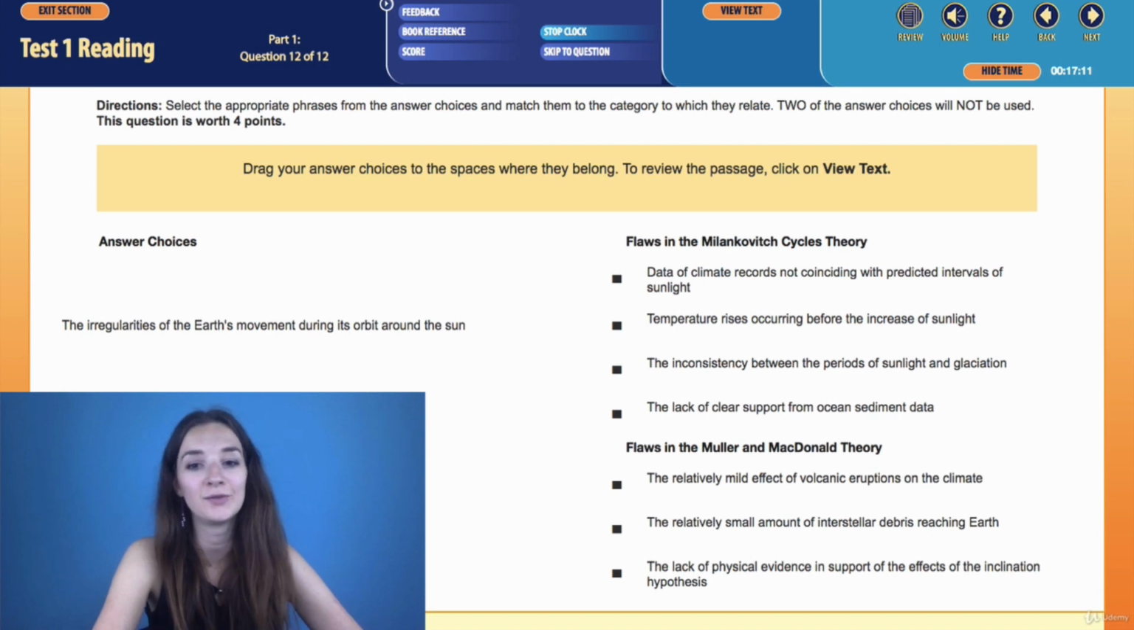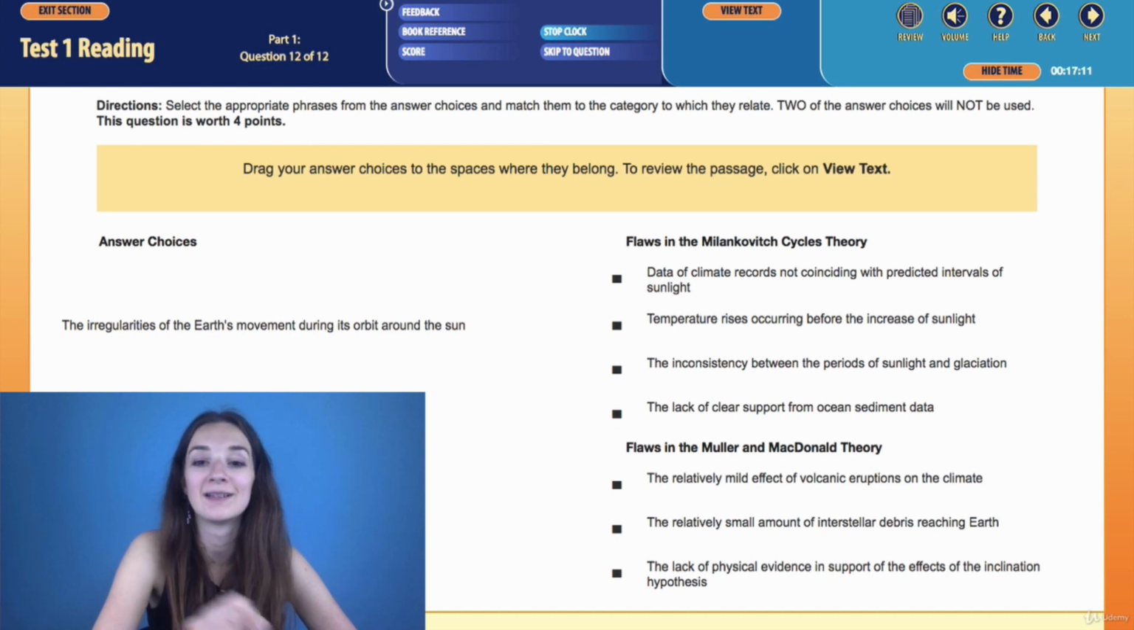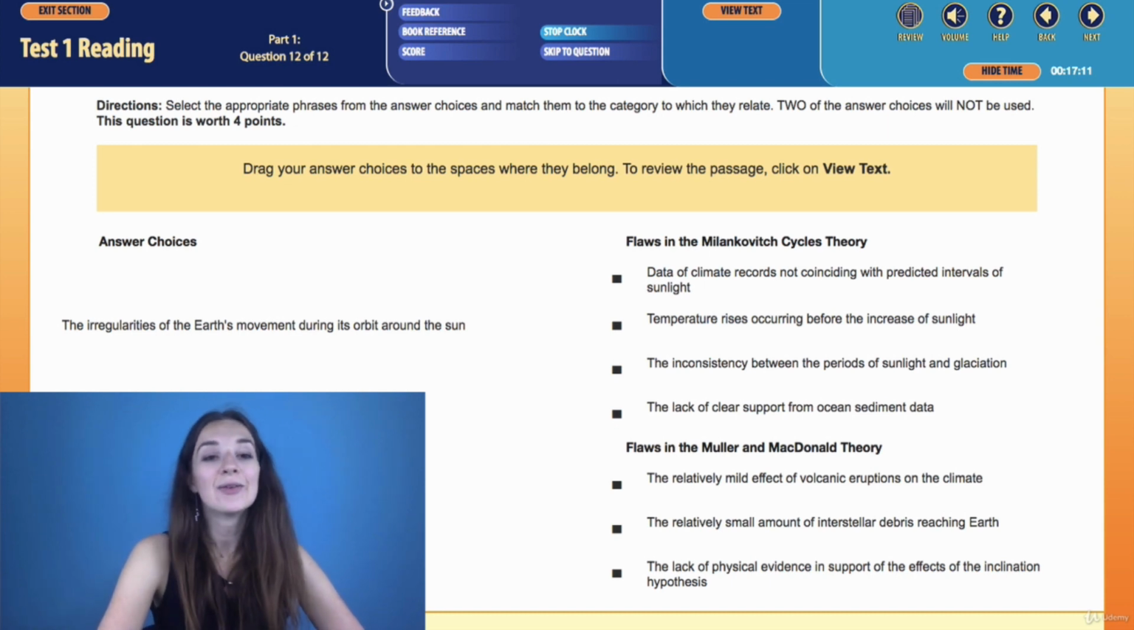But still, you look at the topic sentences and you see, where do you need to find this information? Where did they talk about the flaws of the Milankovitch theory? Where did they talk about the flaws of the Miller and MacDonald theory? You already know which 2 paragraphs you need to read, and then it becomes very easy for you to summarize those flaws. Okay, so this is how you deal with the summary questions.